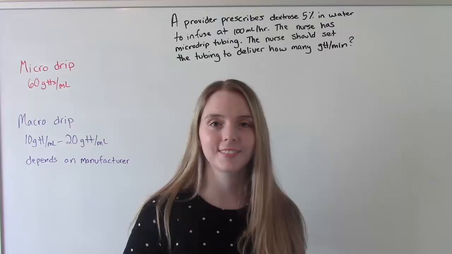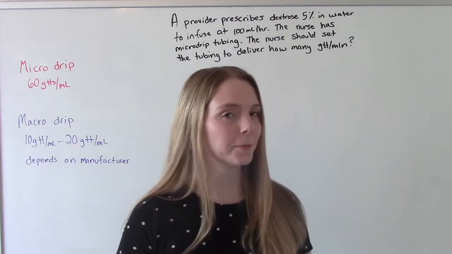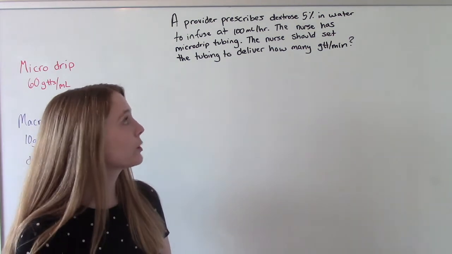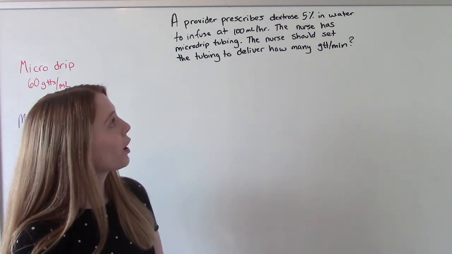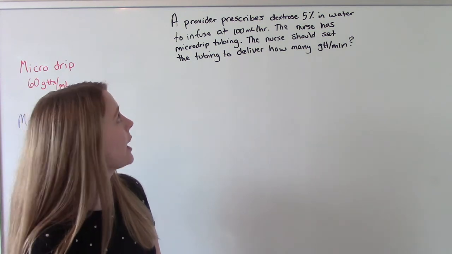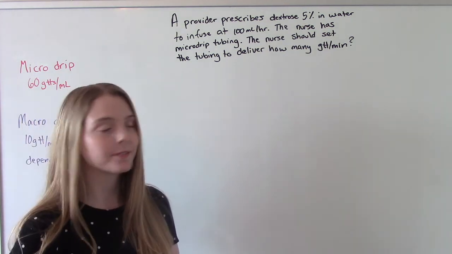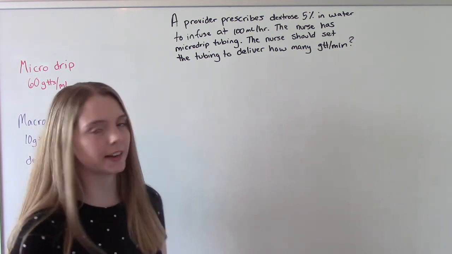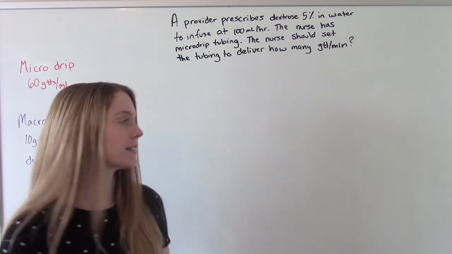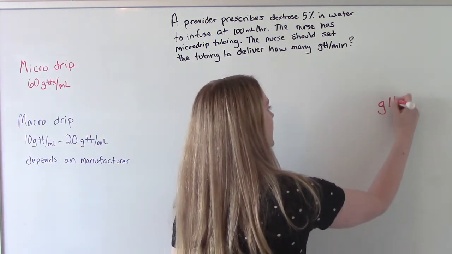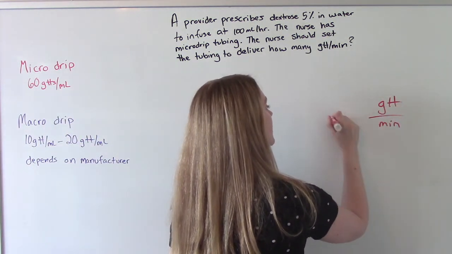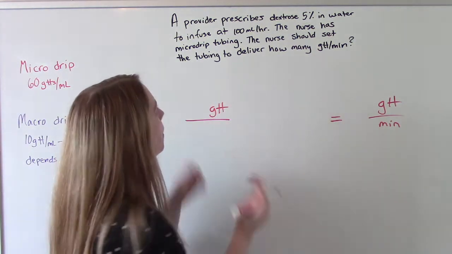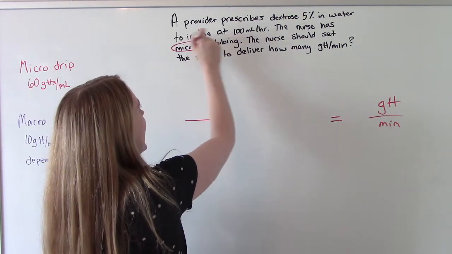Let's do another one, and this one's a little bit different. So the provider is prescribing dextrose 5% in water to infuse at 100 mLs per hour. The nurse has microdrip tubing. The nurse should set the tubing to deliver how many drops per minute? So setting it up just like before, right? We want to know drops per minute, so that's in our answer. Now, where is that in our problem? It's right here, actually, okay?